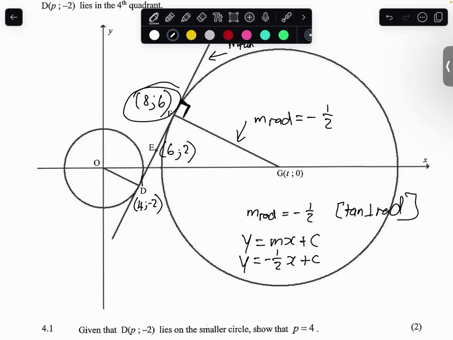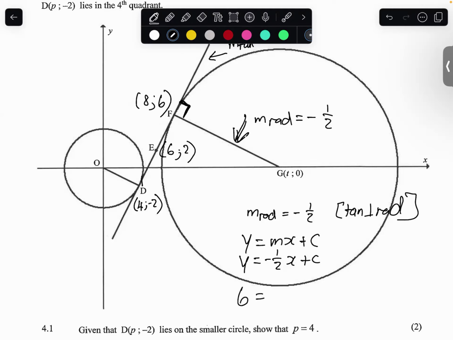because that's the set of coordinates that lies on my radius. It needs to lie on the radius. So this is the set that lies on the radius. Obviously, I can't use this one because there's a missing variable, so I'm going to use (8, 6).